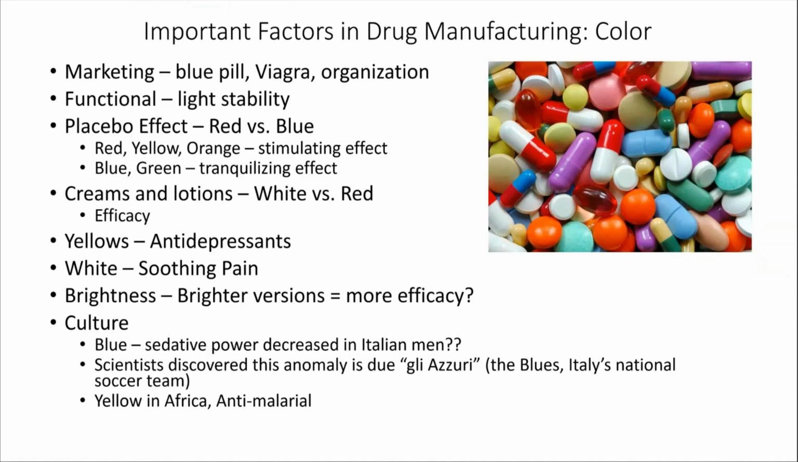And they actually saw the efficacy of the drug decreased in Italian men. And they asked them why. They realized their heart rate actually increased when they were seeing and taking this drug, as opposed to it being a tranquilizing effect. And the reason is because Italy's national soccer team, the Blues, they're blue. So what that brings to mind in most Italian men who like soccer is the sport, the adrenaline associated with the sport, and they actually get stimulated from seeing that shade of blue.